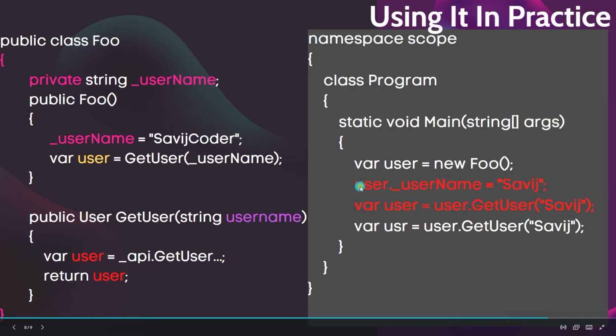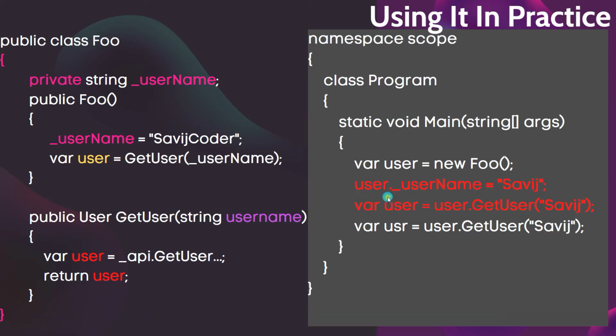So what we can't do here is we cannot do user._username equals Savage. And the reason is underscore username in this example is private. So the underscore username would not be available outside. And that's one of the reasons that we put underscore here. If we're using it later in code, we don't get confused that it should be public.